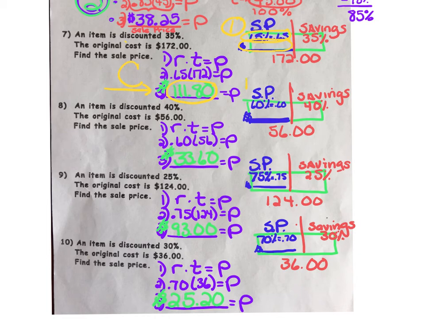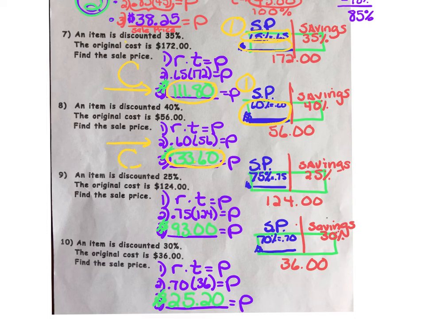The next one, problem number 8. We want to find the sale price. So you set all your information up in a tape diagram and use the 60% or 0.60. After applying the 3-step process, you should have gotten $33.60. Give yourself a C or a star for that one.